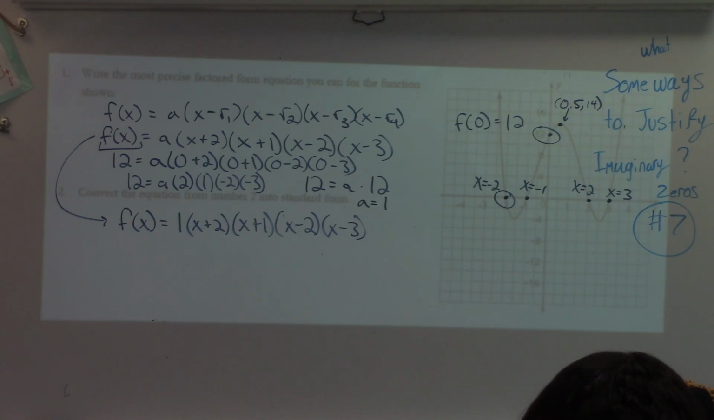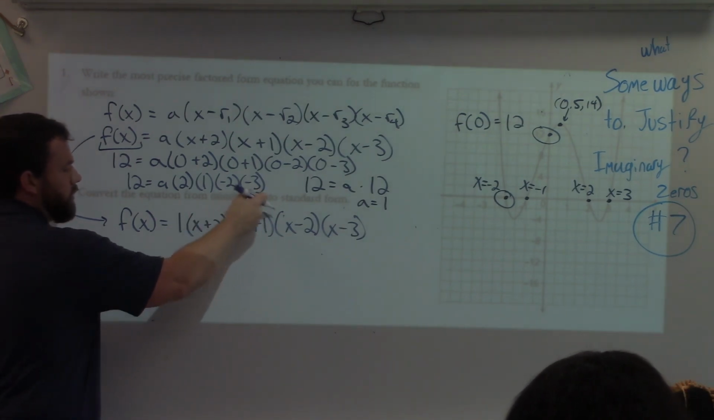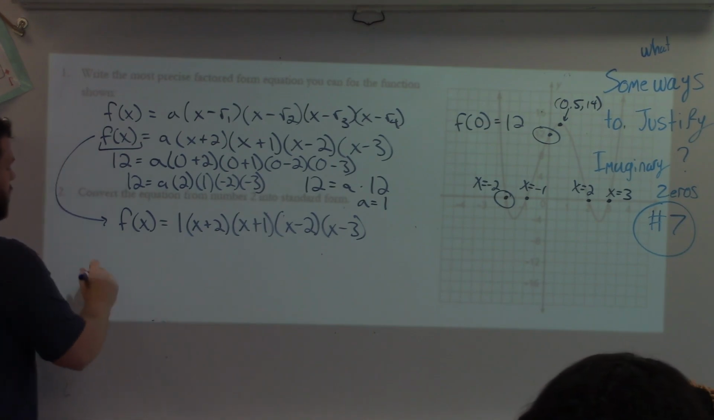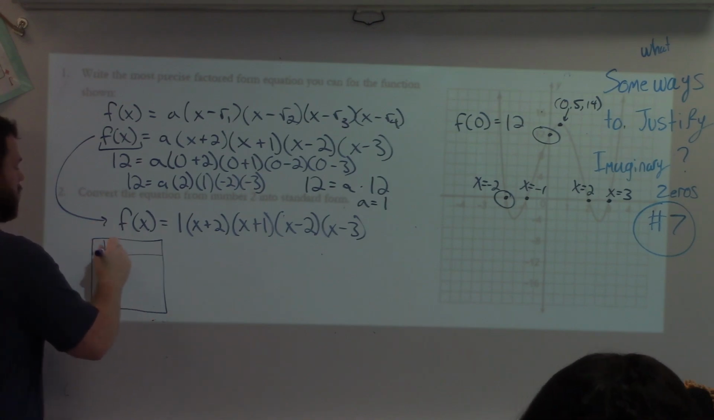Number 2 says... Oh, it says convert the equation from number 2. I'm going to say number 1. But convert the equation from number 1 into standard form, because I moved one question around. How do I convert that into standard form? The area model. Remember, the area model helps me what? Starts with a D? Distribute. Remember, the whole idea is I needed to distribute this x, I need to distribute this 2, but it gets a little messy when you have 4 factors like this. So, area model to help me distribute.